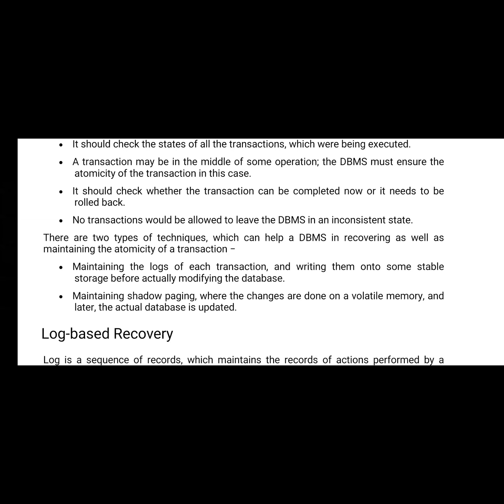Maintaining the log of each transaction and writing them onto some stable storage before actually modifying the database. That means before modifying the database, we rely on some stable storage. Then there is shadow paging, where changes are done in volatile memory and later the actual database is updated. So here we are using two types of techniques to maintain recovery and atomicity.